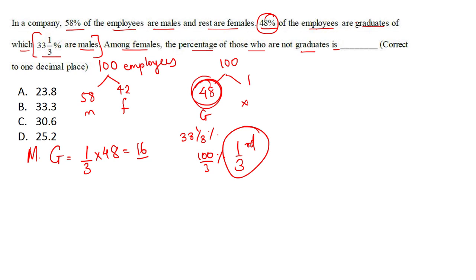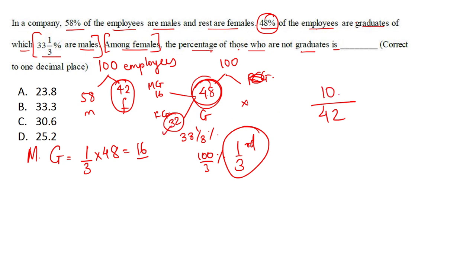So how many female graduates are there? Now this 48, I'll split into 2. Male graduates are 16. So female graduates are 48 minus 16, 32. Total females are 42. Out of 42 females, we need the percentage of those who are not graduates; graduates are 32. Not graduates are 10. How did I get 10? 42 total females. Out of that, 32 are graduates. So females who are not graduates are 10.